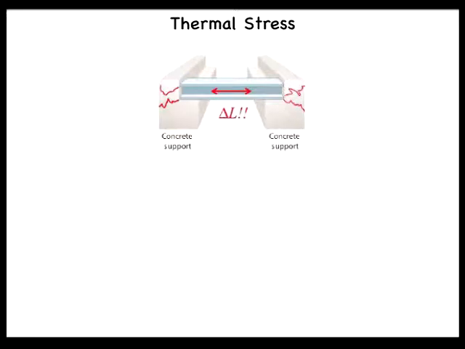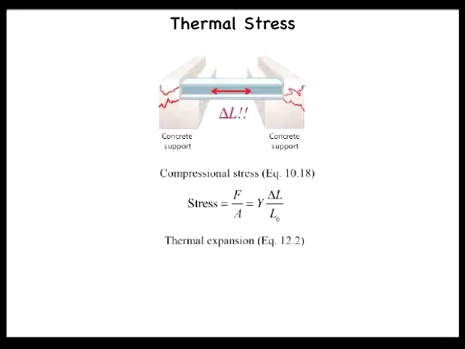So it is as if the concrete is providing a compressive stress equal to Y delta L divided by L0, where Y is Young's modulus of steel. If we substitute delta L equal to alpha L0 delta T into the stress equation, L0 is eliminated, and we find the thermal stress is equal to Y alpha delta T.